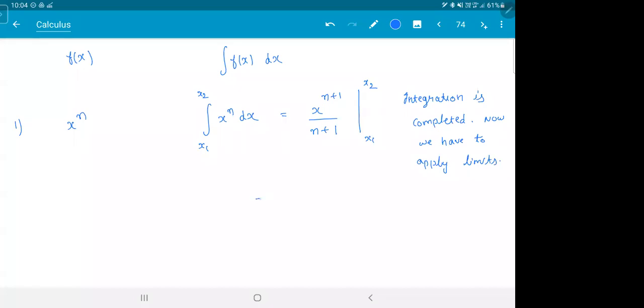So what do we do for that? First put x2, that is x2 power n plus 1 by n plus 1. Did you see the formula is quite different? Differentiation, what was the formula? n into x power n minus 1. But when you integrate, you get x power n plus 1 by n plus 1.